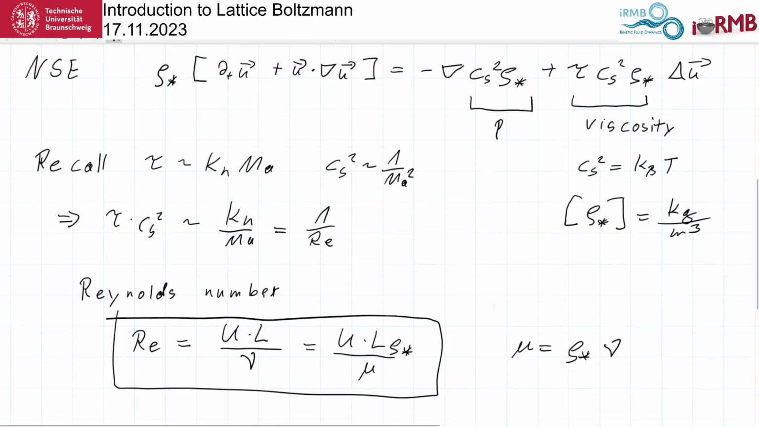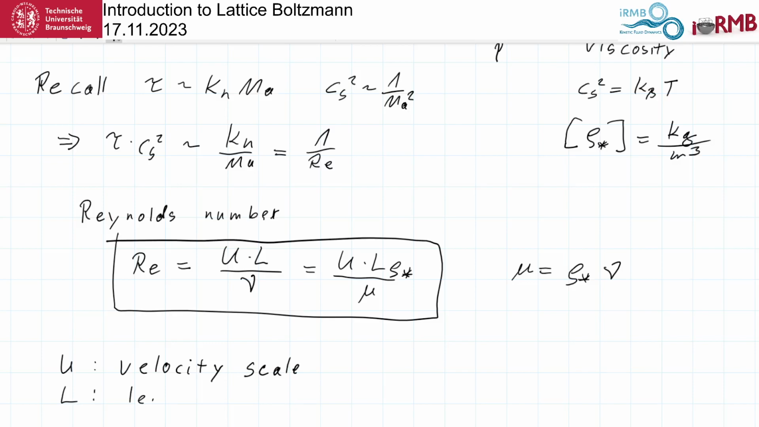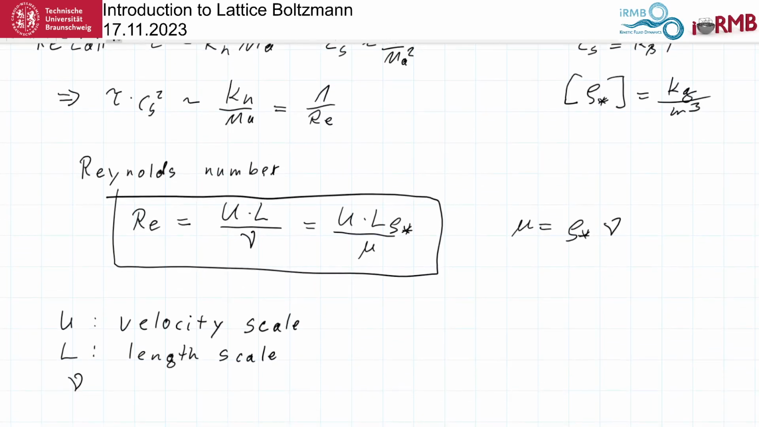Okay, now this was the Reynolds number. In order to be complete, U is the velocity scale, L is the length scale, and nu is the kinematic viscosity. This is the one that we usually use here.